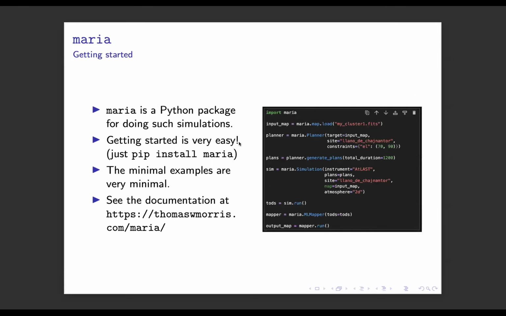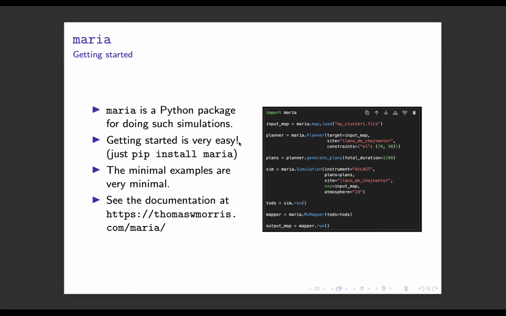So Maria is meant to be very straightforward and easy to use. So getting into it should be pretty simple. It's a Python package. You can just pip install it. And the minimal example on the right is 8 lines of code, and it'll spit out a map of an example observation of a cluster. So if you just give it a cluster and you want to observe it with AtLAST, then it'll do that pretty simply.